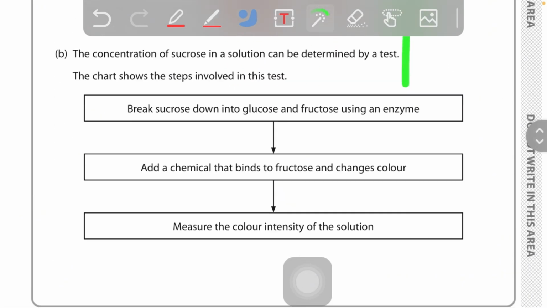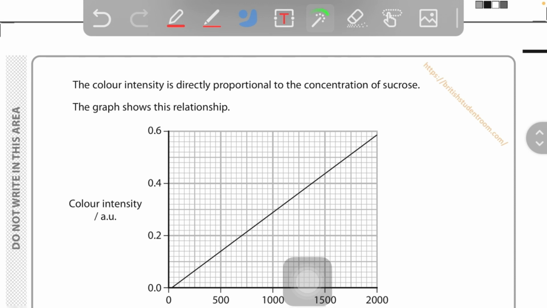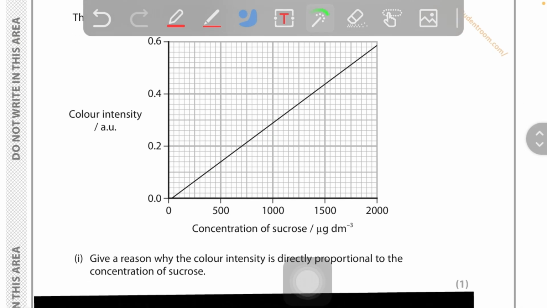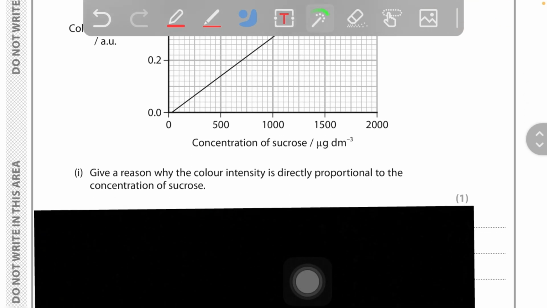The color intensity is directly proportional to the concentration of sucrose. The graph shows the relationship: the color intensity and the concentration of sucrose. As the color intensity increases, the concentration of sucrose also increases. Give a reason why the color intensity is directly proportional to the concentration of sucrose. Why is it directly proportional to the concentration of sucrose?